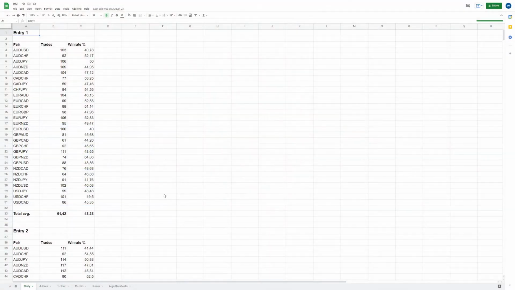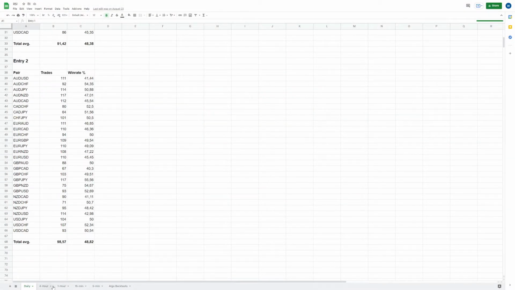I am not insane enough to do this manually, so I'm going to use an expert advisor to try and automate as much of the testing process as possible. I will then put the results into a spreadsheet, which will be available in the description below. Let's take a look at the results, shall we? I'll try to be brief and only highlight the most interesting findings.